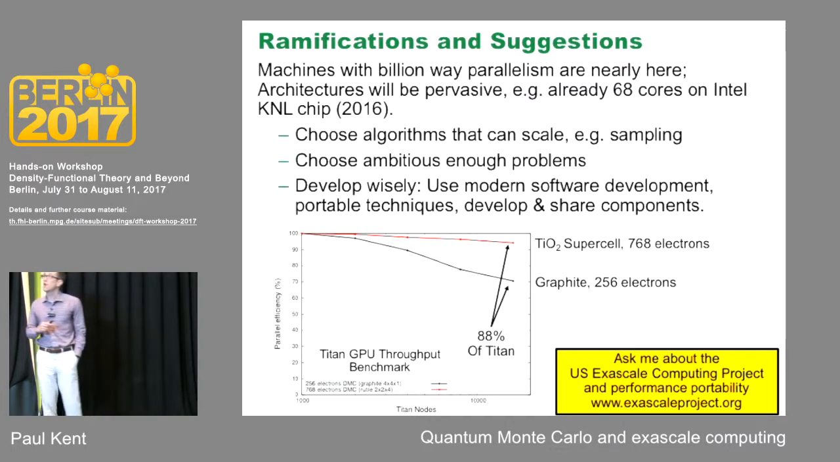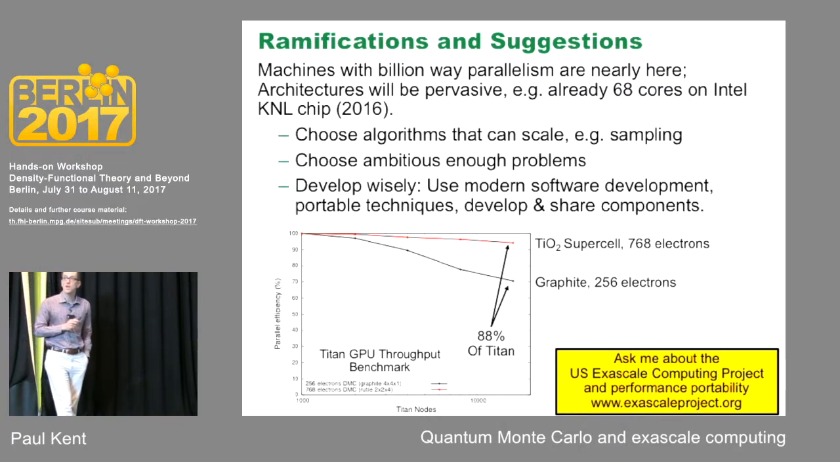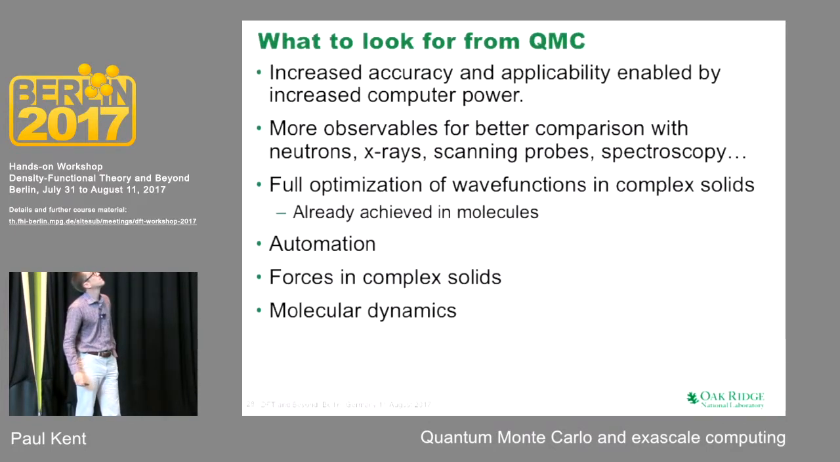But notice it's not perfect. We've still got some work to do. A smaller graphite problem begins to fall off. So even for quantum Monte Carlo, which has relatively loose parallelism requirements, we still need to do some work.